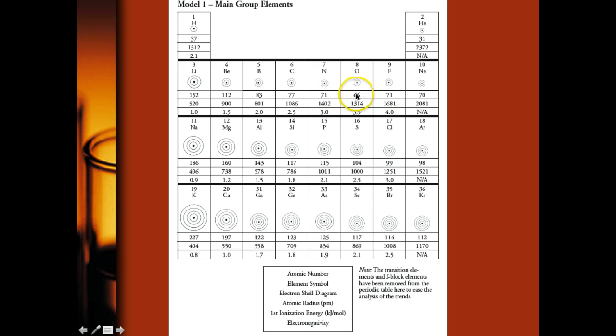Notice oxygen's is a little bit smaller than fluorine's. Oxygen's holding on to them just a little bit tighter. That's one of those oddities. We'll study that more in like a college chem class. And then we look at first ionization energy, the amount of energy it takes to remove that first electron.